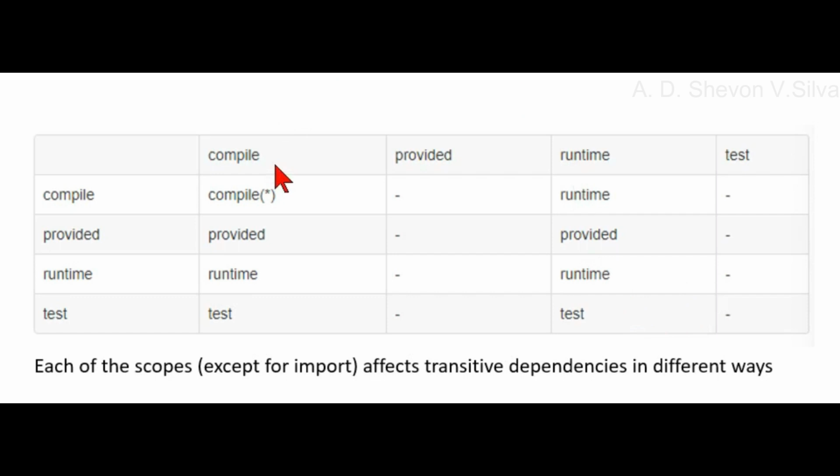Compile, this is the default scope used if none is specified. Compile dependencies are available in all class paths of a project. Furthermore, those dependencies are propagated to dependent projects.